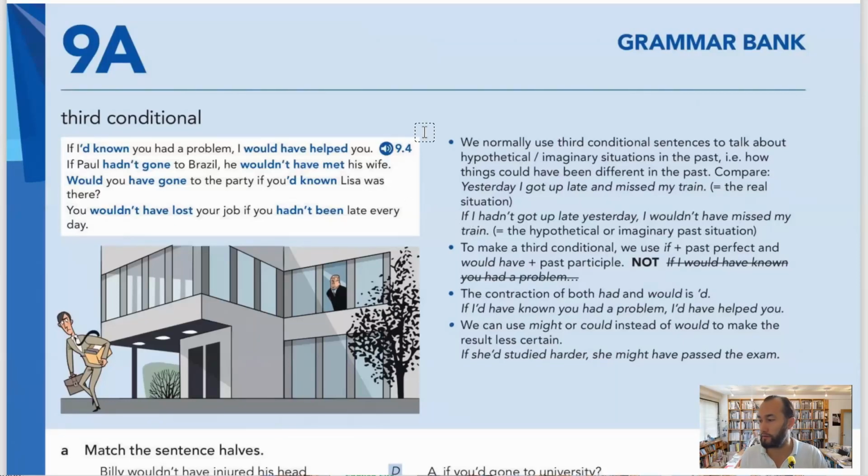All right, guys, so we're going to start with 9A exercises today in this video. So let's get started. So 9A, the topic is third conditional. All right, guys, so the topic is third conditional. So what is third conditional?